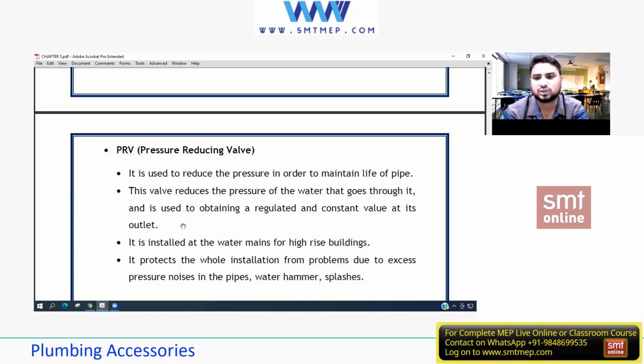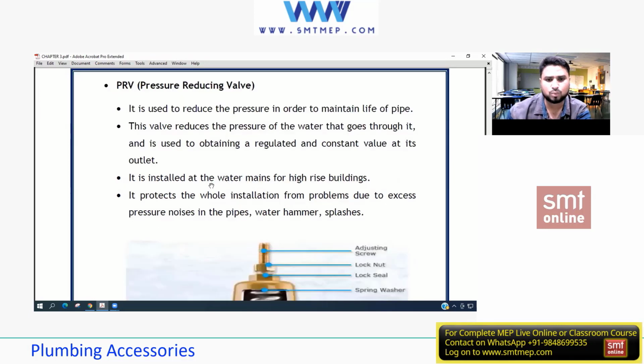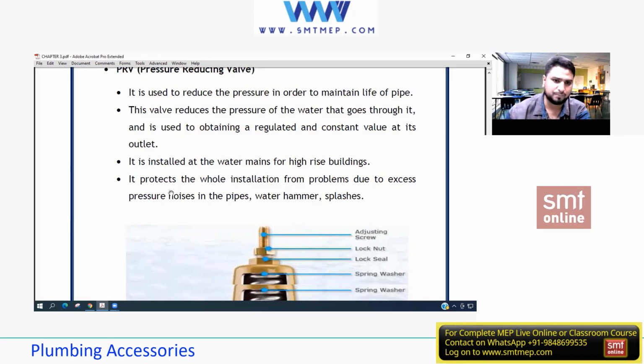So I can say it is within the standard, not constant. It is installed at the water risers for high-rise buildings. So this is used in high-rise buildings, and it is installed in the risers. It protects the whole installation from problems due to excess pressure, which causes pressure noises in the pipes.